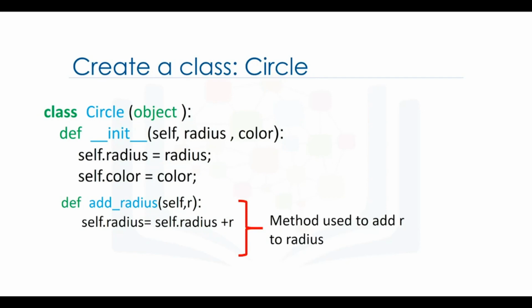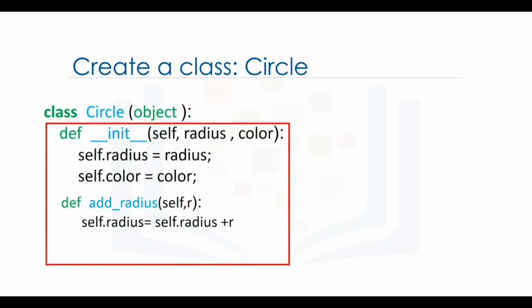The method is a function that requires the self as well as other parameters. In this case, we are going to add a value to the radius. We denote that value as r. We are going to add r to the data attribute radius. Let's see how this part of the code works when we create an object and call the addRadius method.